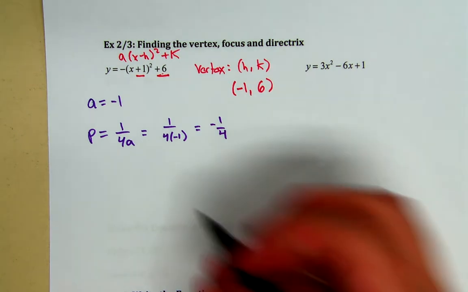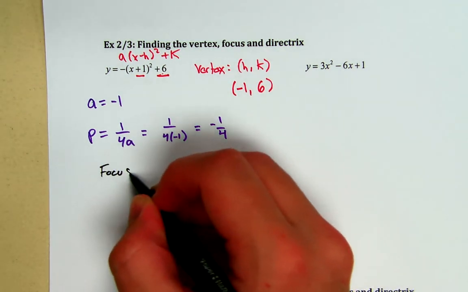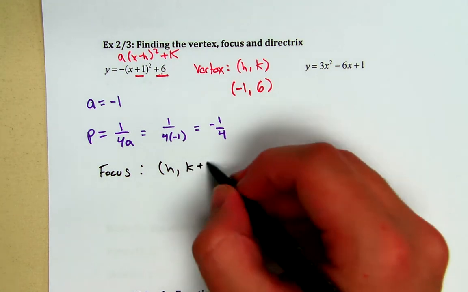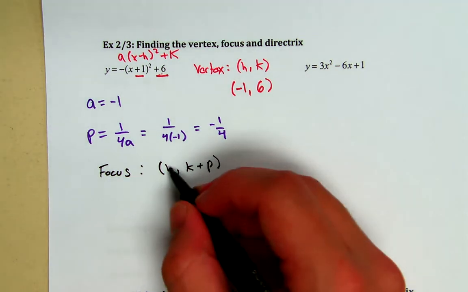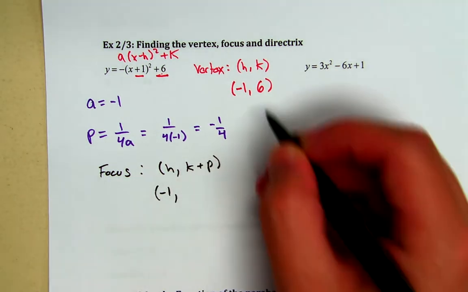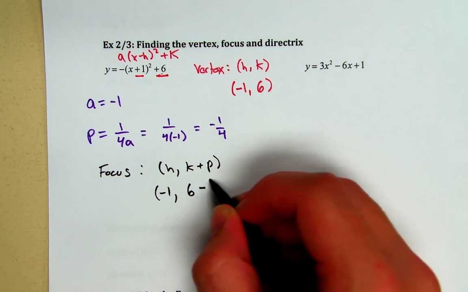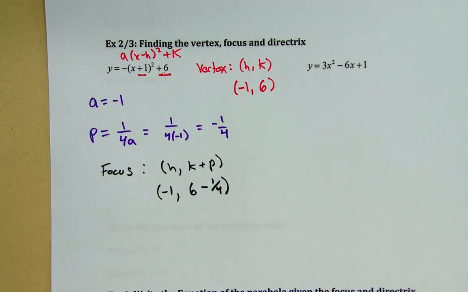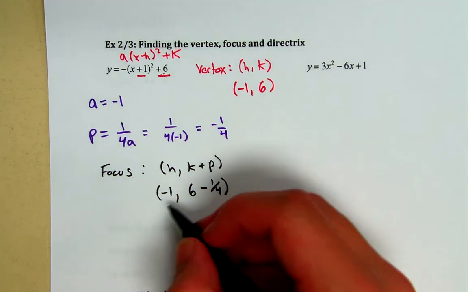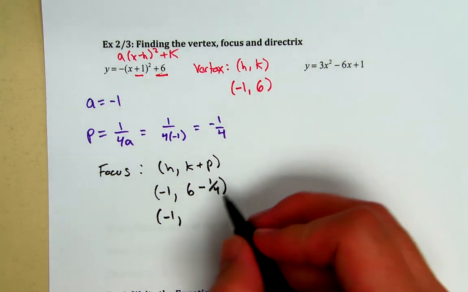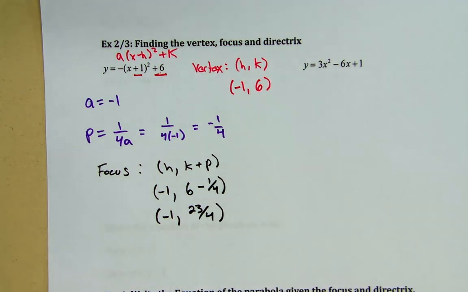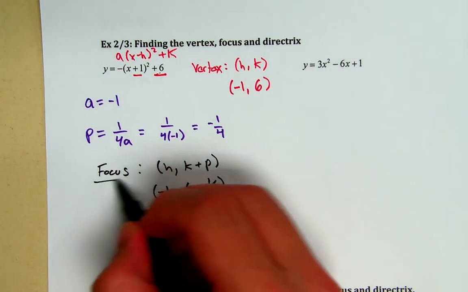So now let's find the focus. Remember, the focus is (h, k plus p). Well, h is -1, so -1, and we got 6 minus 1/4. Do some manipulating, that's going to be 5 and 3/4. So (-1, 5 3/4), and writing it as a fraction is (-1, 23/4). Alright, so I found the focus.